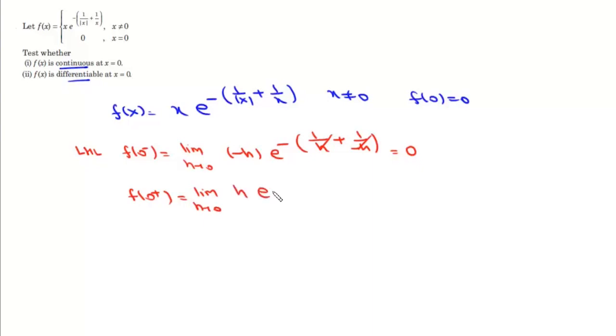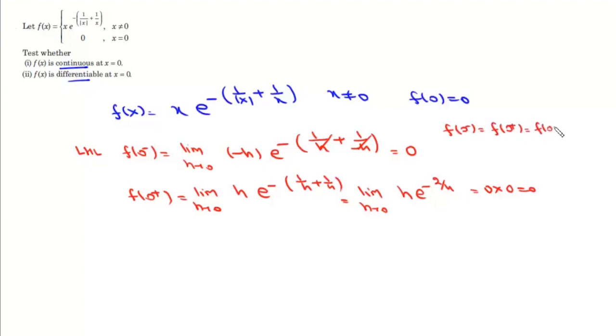Now this is h e to the power minus 1 upon h plus 1 upon h, which is the limit as h tends to 0 of h into e to the power minus 2 upon h. Now this is 0 into e to the power minus infinity, which is also 0. So this is 0. So for this function, f(0) negative is equal to f(0) positive and it is equal to f(0). Therefore this function is continuous at x equal to 0. Now we'll test its differentiability.